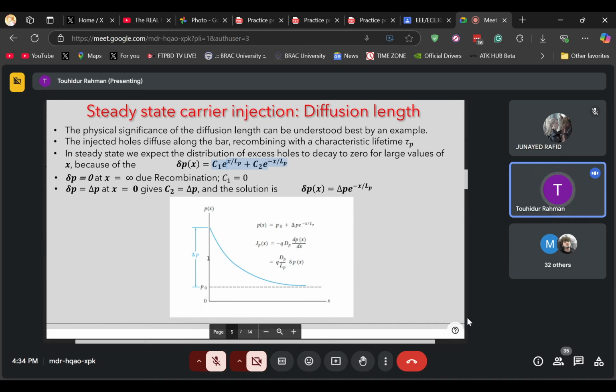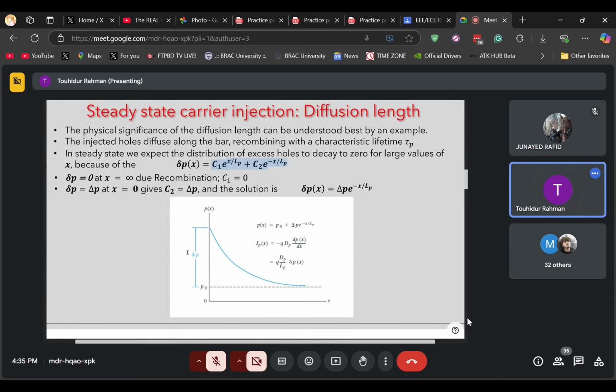So we don't have that object before x equals 0, and we don't have the object infinitely on the positive side. Since we do not have that object on the left side of 0, the carrier cannot diffuse to the left side, right? Because there is no object.